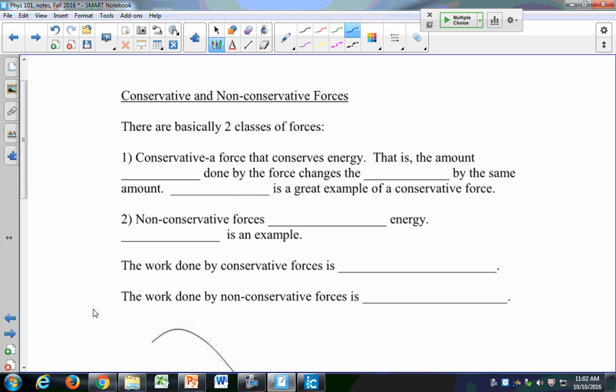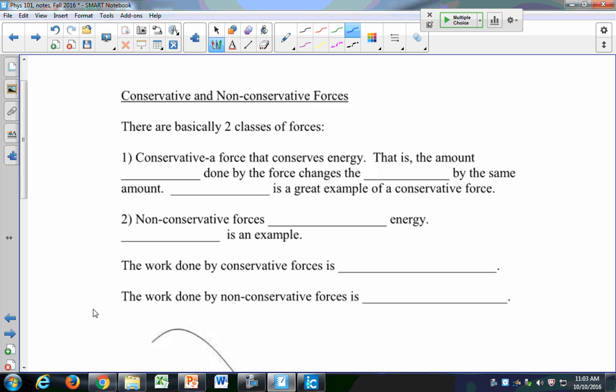Okay, so conservative and non-conservative forces, this refers to what they do with energy. And you might already have some idea about what's a conservative and what's a non-conservative force. Like, for example, what would you say the gravitational force is? Would you say that that's conservative or non-conservative? Does it conserve energy, or does it lose energy? So does the gravitational force lose energy? No, you might not know that already, and that's okay. But the gravitational force does not lose energy.